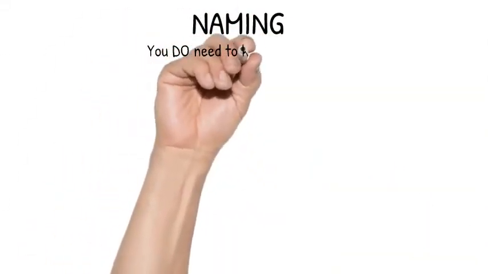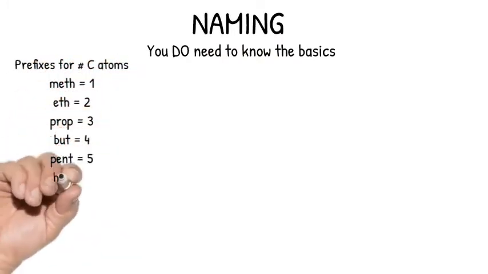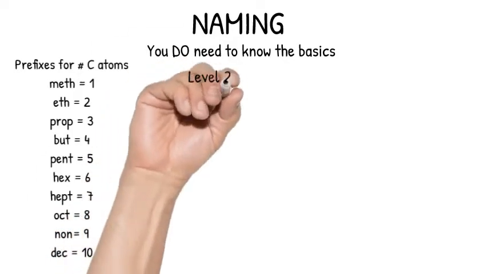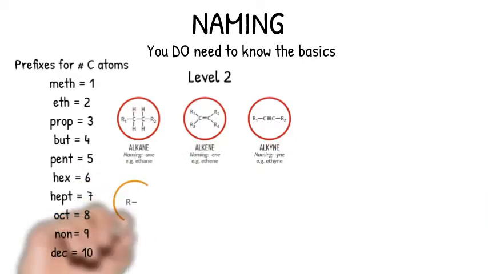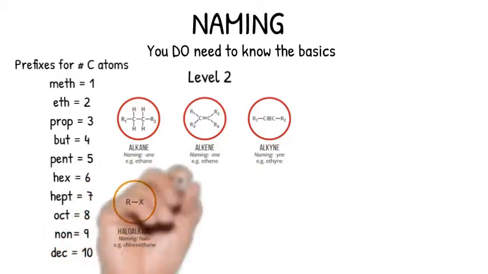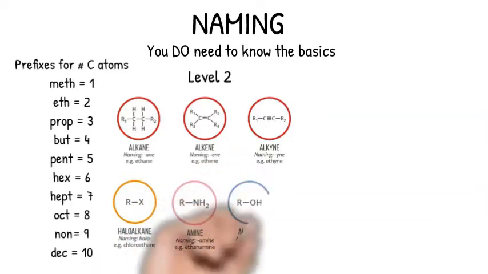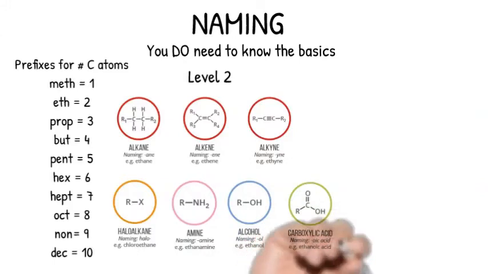However, we do need to know a few things about naming. For example, we need to know all these prefixes that tell us how many carbons in the main chain. And in level 2, we do need to know these functional groups. There are 7 of them: alkanes, alkenes, alkynes, haloalkanes, amines, alcohols, and carboxylic acids.